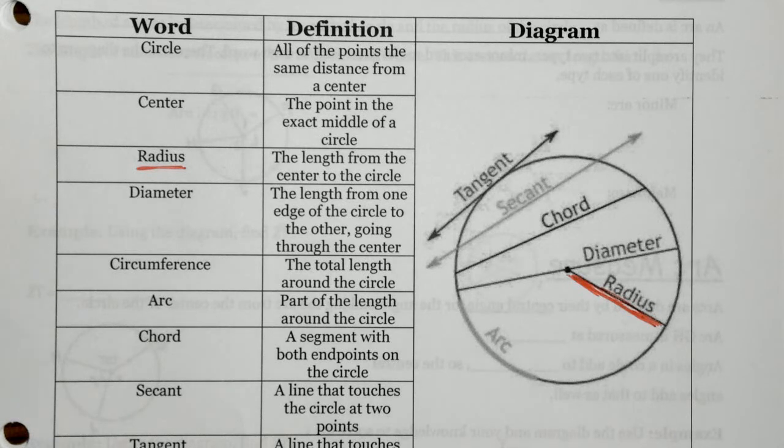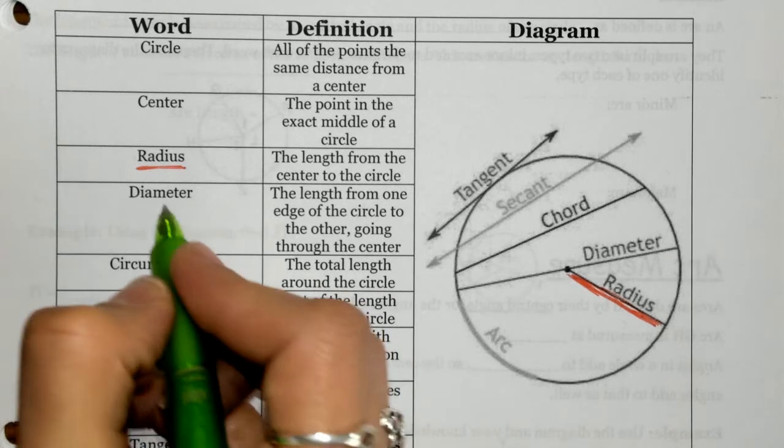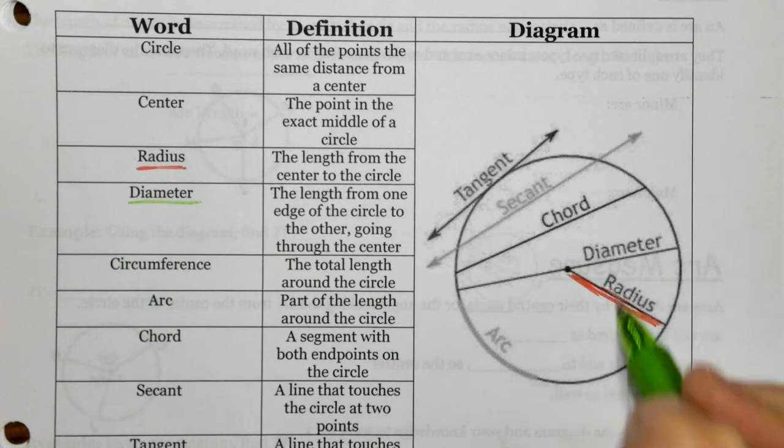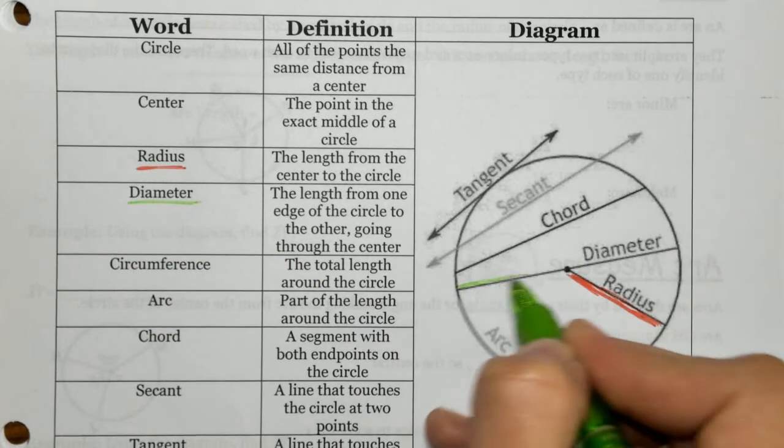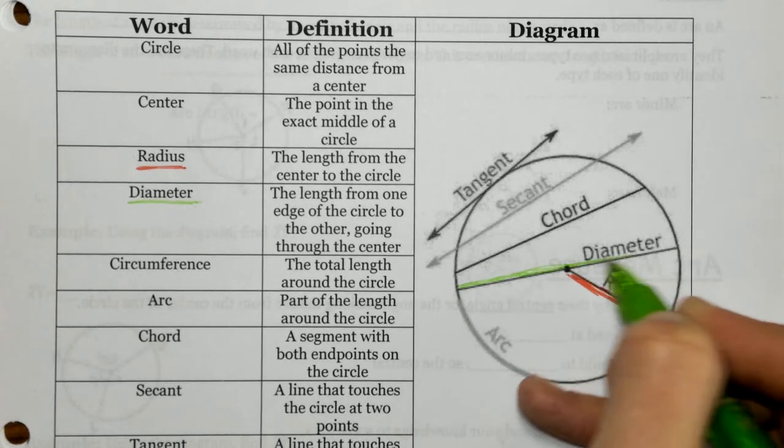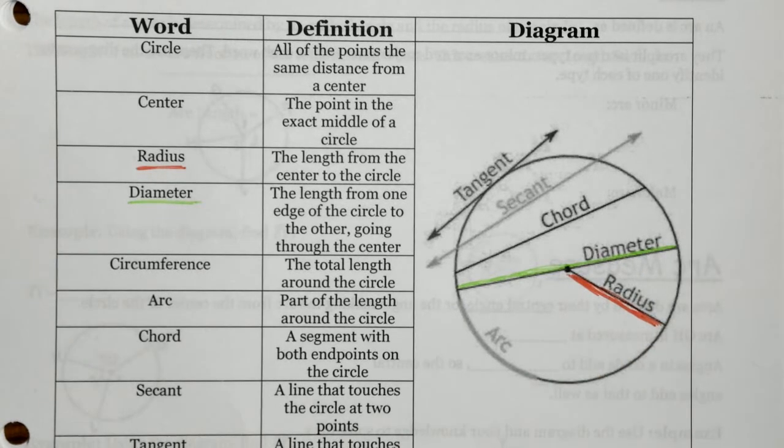Your diameter, we know, is going to go from one side of the circle through the center to the other side, and it also contains 2 radii. It's twice your radius. The circumference is just the length all the way around that circle line that you draw. How long is that? Okay.